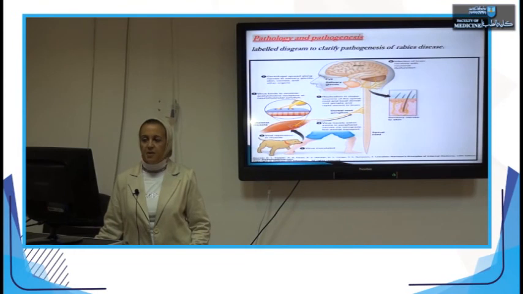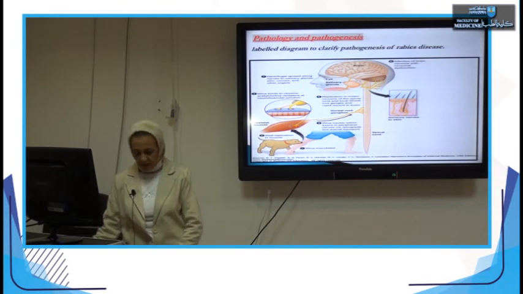In the brain, it replicates, produces destruction of the brain neurons, and then descends through the sensory and peripheral nerves to the skin surrounding the hair follicles. It can also be present in the salivary glands, and spreads to the cornea, where it can be detected in large amounts.